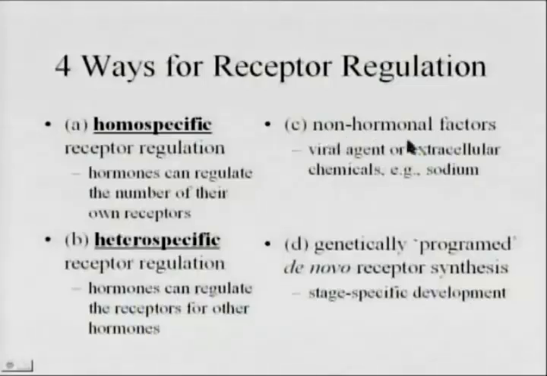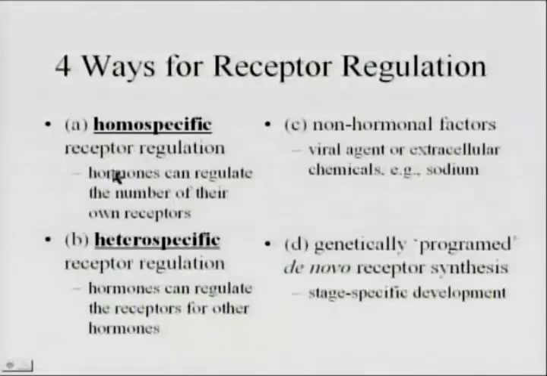Non-hormonal factors, there can be viral agents or extracellular chemicals, for example sodium, that can impact the receptor regulation. Let's now consider the two most common types, the homospecific and the heterospecific. So obviously this is affecting themselves or affecting some other receptor, or being affected by some other receptor mechanism. Two ways of thinking about this.